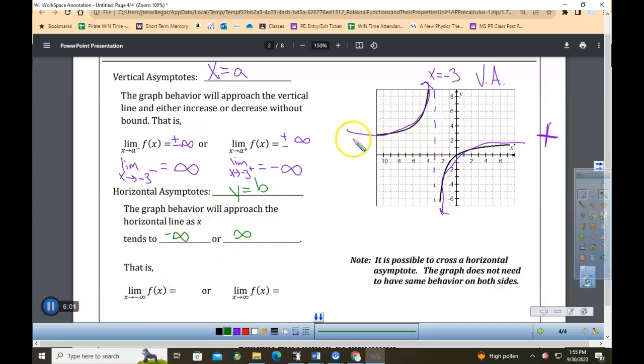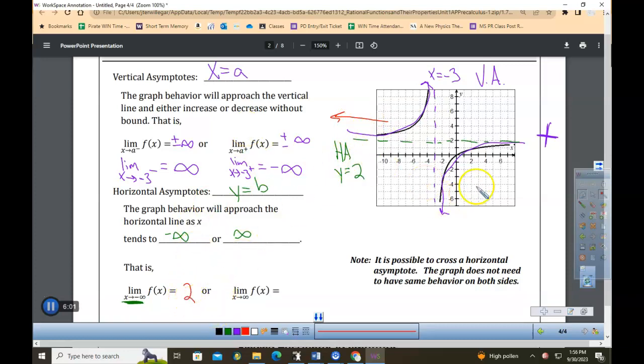In this graph, we have a horizontal asymptote at y equals 2, correct? So that means on this graph, as I go to negative infinity, now remember that negative is in front, so as I go to the left, this graph goes to our horizontal asymptote, so it's going to be equal to 2.